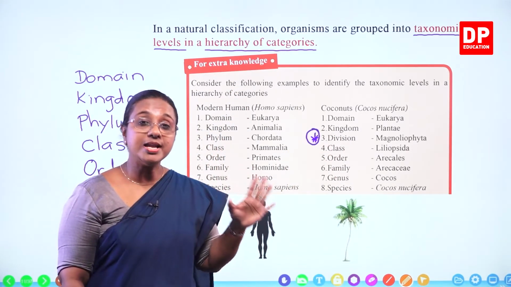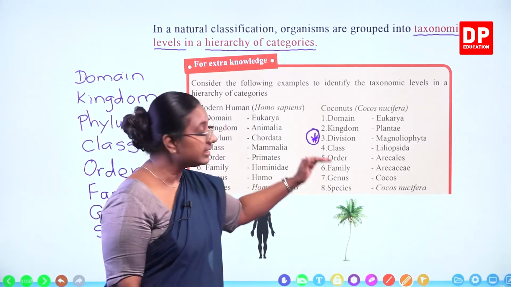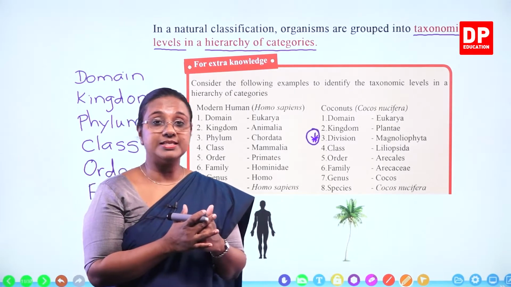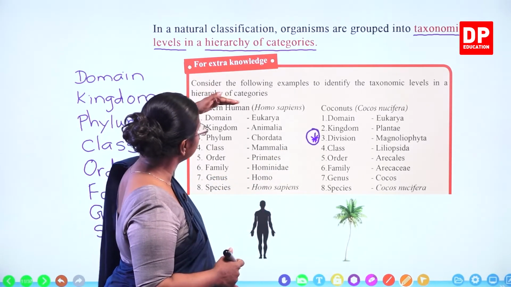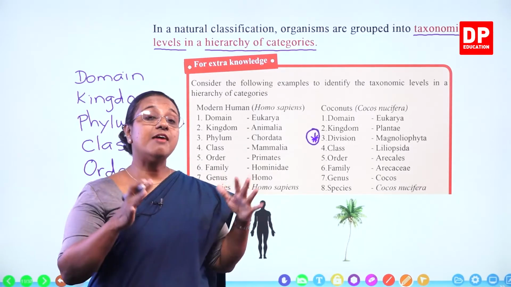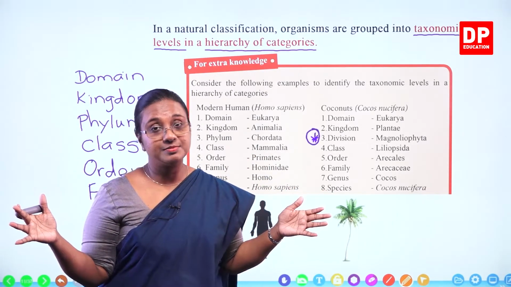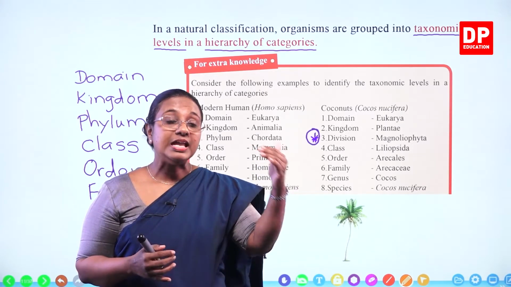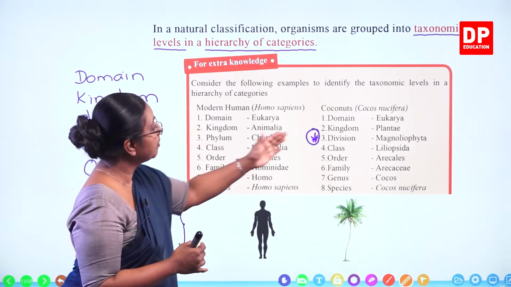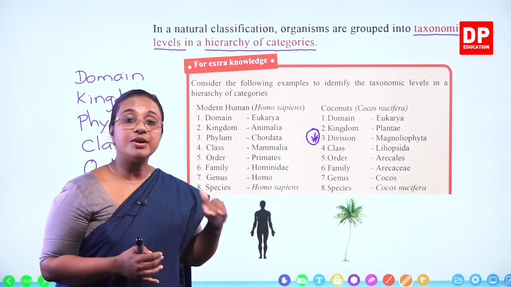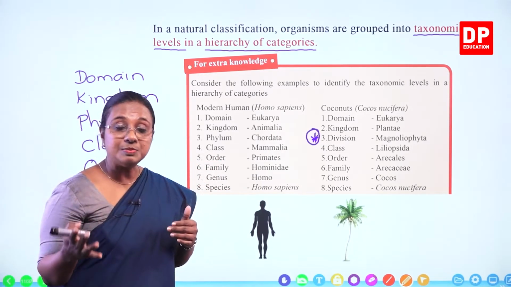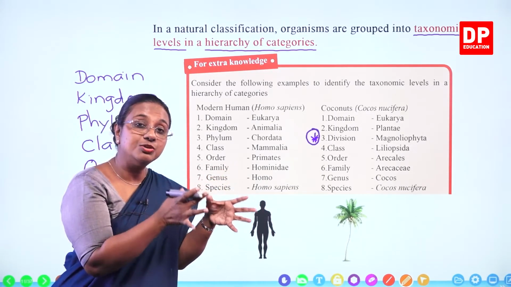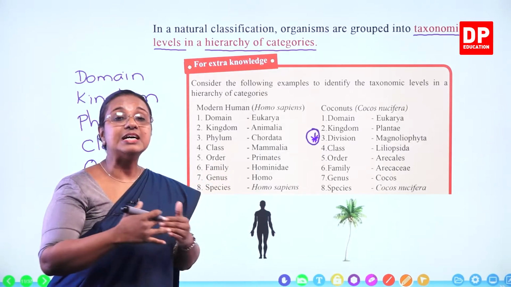This is for your understanding. I explain the terms also so you get an idea how we group the organisms. Initially, at the higher level, when we look at the domain, we have a very large number of organisms there. But as we go down the order, from domain, kingdom, then to phylum or division, class, order, family, genus and species, you can see the number of organisms in each group becomes lesser and lesser.